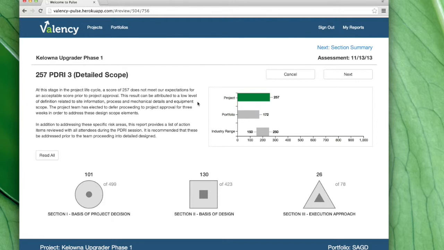But why? And where does the most amount of risk reside? Right from the executive summary page, a visual representation of risk in each section helps communicate where the greatest amount of undefined scope resides. We can quickly see that the basis of design represents 130 of the 257 total points.